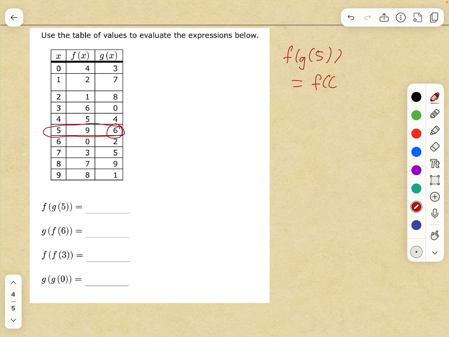is equal to f of 6. Now we need to know what f of 6 is. So now my new x value is 6, so I look at this row where x is 6, and I see that when x is 6, f of x is 0. So f of 6 is equal to 0.